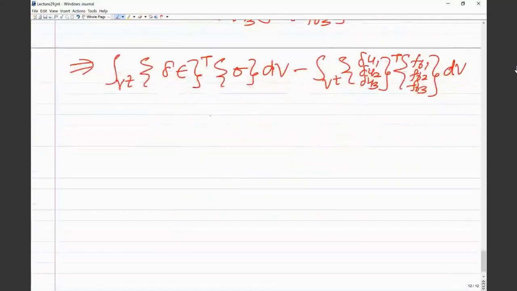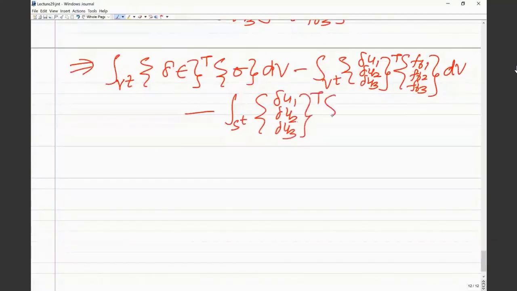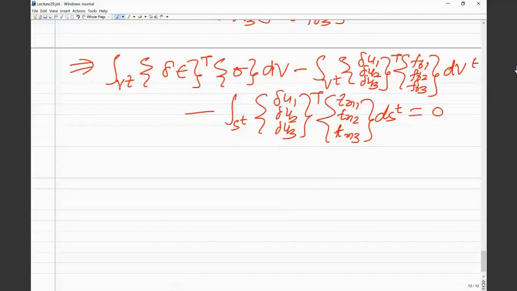And then you have the traction, so the integration over the current surface. You'll have delta u1, delta u2, delta u3 transpose into tn1, let me use the small t, later I will use the capital T for the reference configuration, tn1, tn2, tn3 ds t, and this whole thing is equal to 0. So finally you have got this weak form in the current configuration in terms of Cauchy stress.